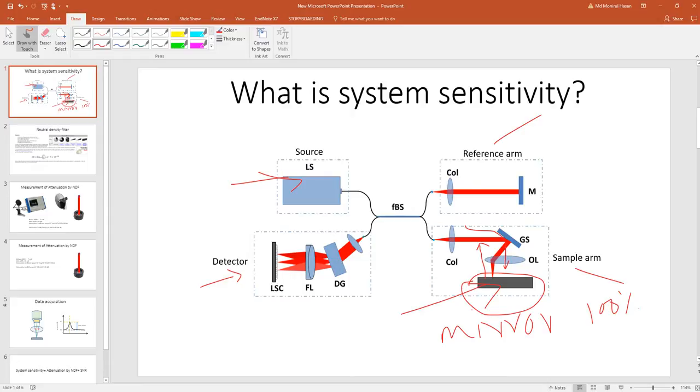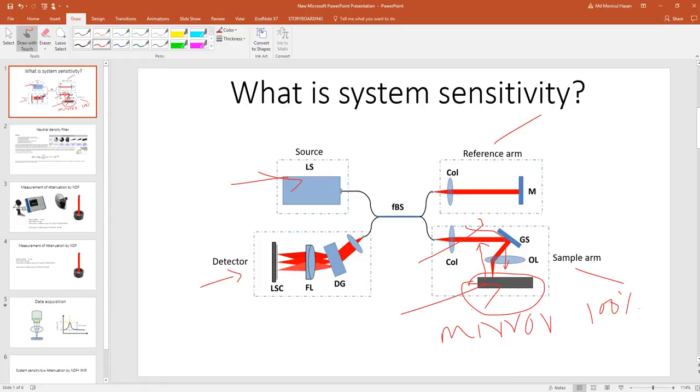Also, if we artificially block the light here and calculate the attenuation, how much light we are blocking, and then see with the mirror how much system SNR we get after blocking, the total amount is the system sensitivity. That means how much maximum SNR we can get from this system when we put the 100% reflective mirror in the sample arm.